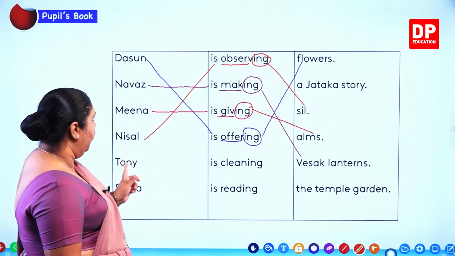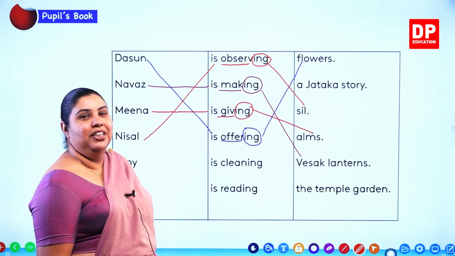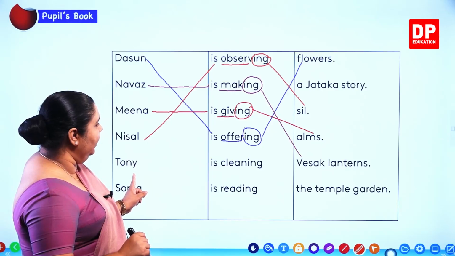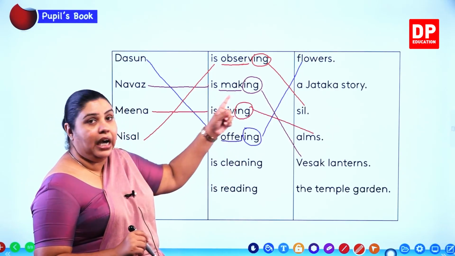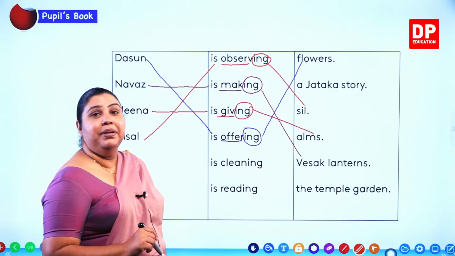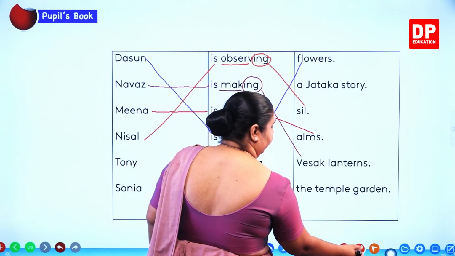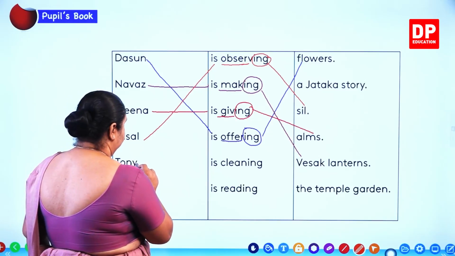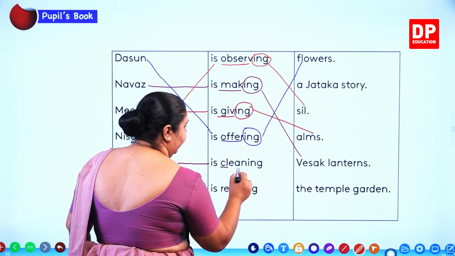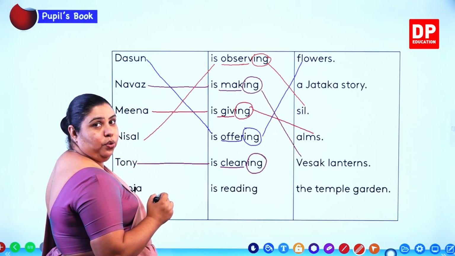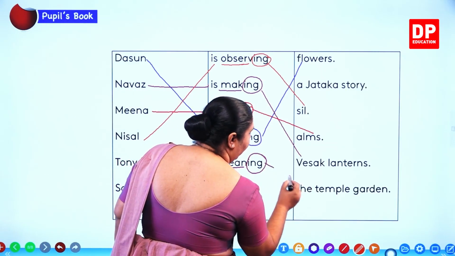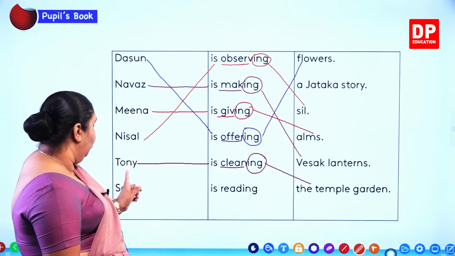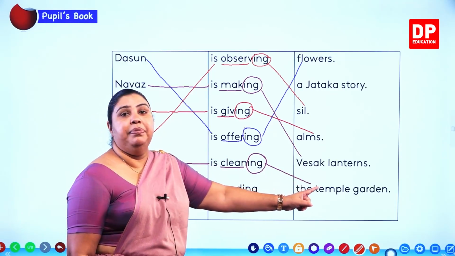Okay, then next one. Tony. What is Tony doing? Tony was cleaning the garden with the eagle broom. Can you remember? Okay, so we have Tony is cleaning the temple garden. We'll choose a color quickly and we'll do that. Right? Tony is cleaning. Tony is cleaning the temple garden. Shall we say the sentence? Tony is cleaning the temple garden.